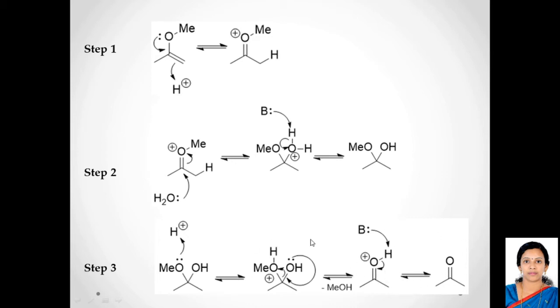So this is the mechanism, just in case you want to know what's happening here. But always remember the hydrolysis of an enol ether, a carbon-carbon double bond with an ether group. If you have an enol ether undergoing acid hydrolysis, you will end up with a keto group.